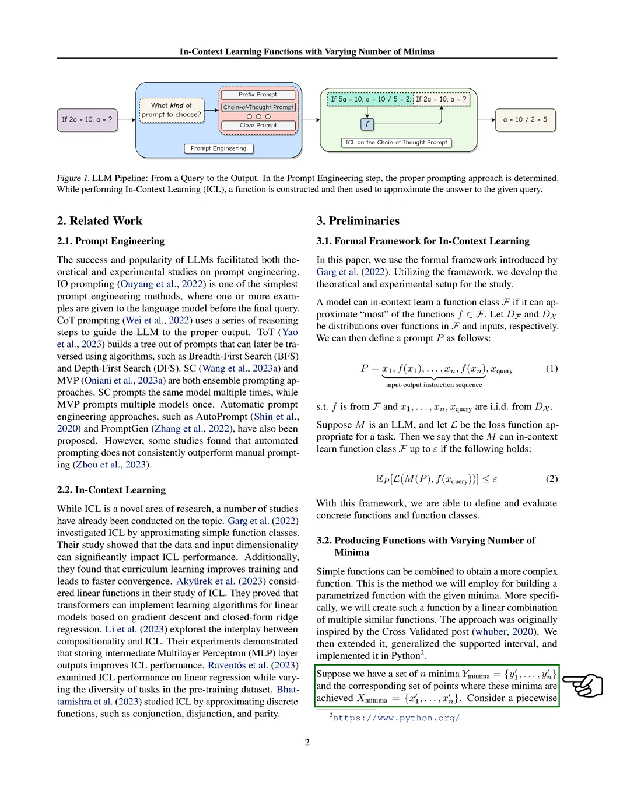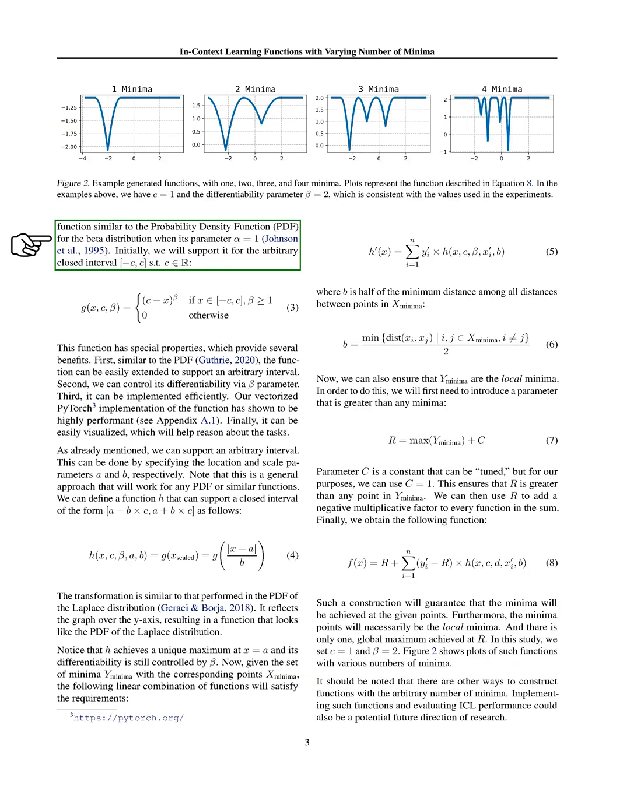Let's say we have a set of n minimum points, represented as y_minima equals y_1 through y_n, and the corresponding set of points where these minimums are achieved, represented as x_minima equals x_1 through x_n. We'll use a function similar to the probability density function, PDF, for the beta distribution when its parameter alpha equals 1. Initially, we'll support this function for any closed interval from -c to c, where c is any real number. This function has some great features.